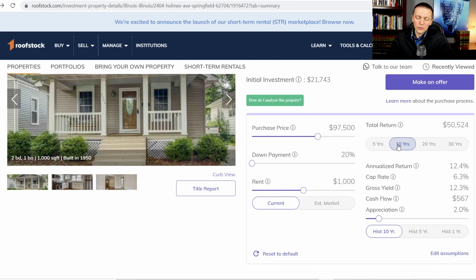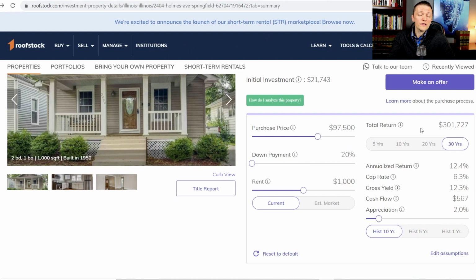Now, let's assume that instead of owning this property for 5 years, you actually hold on to it for 10 years. Let's see what that does to our profits and return at the end. So the profit comes up to $50,524. Again, we're keeping all the other assumptions the same. And let's say we owned it for 30 years. You can reasonably expect a return of $301,727.